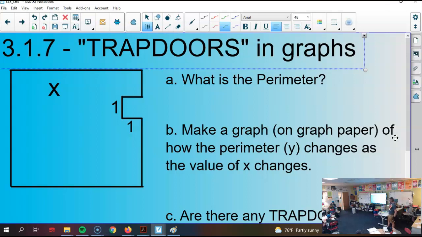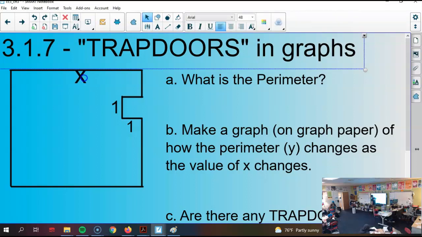So I want you and your group to answer these 3 questions. What is the perimeter of this shape? We call this a dented square, although it's not really a dent. So this is a square. It's x by x. It's our x squared. But what is the perimeter of that?